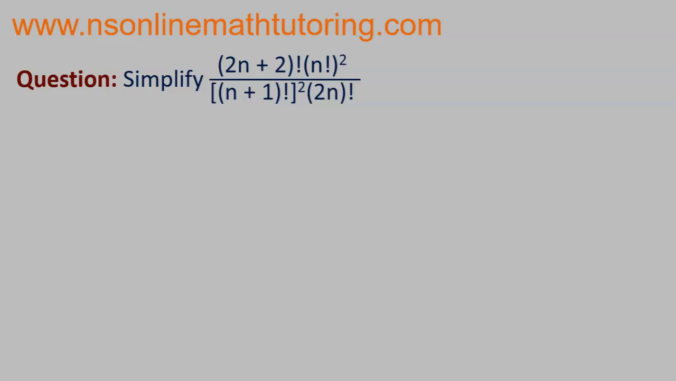So the next question is simplify (2n plus 2) factorial times (n factorial) whole square over (n plus 1 factorial) whole square times (2n) factorial. Let's start with our answer.